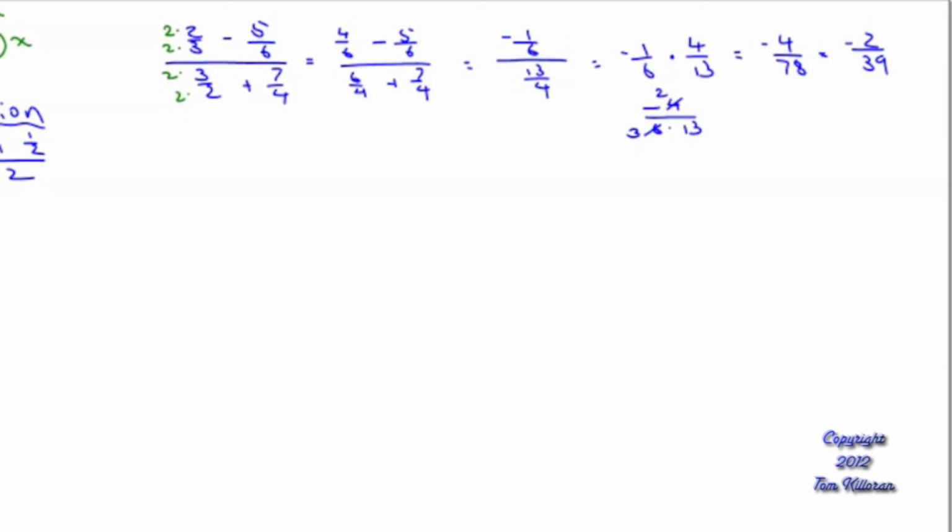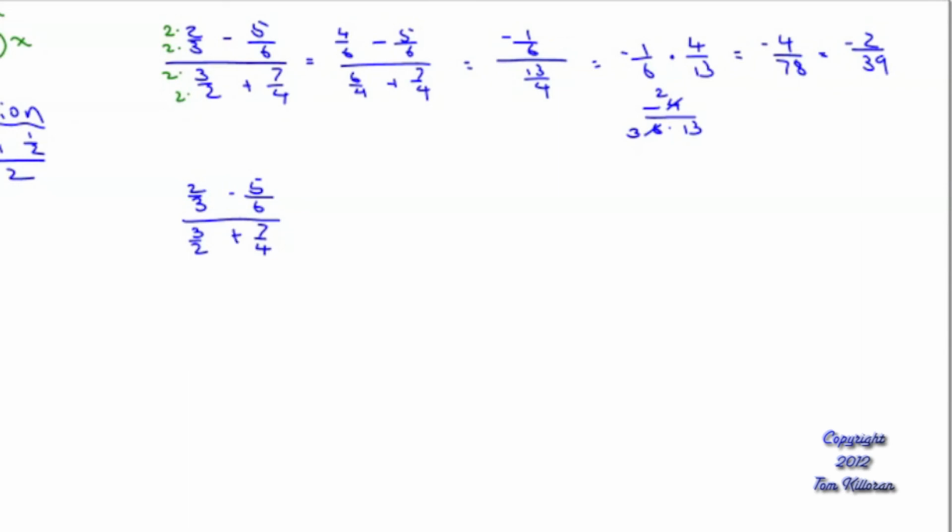Now, I find that extremely tedious. That takes way too much paper, way too much time. So here's my way of doing it. 2/3 minus 5/6 over 3/2 minus 7/4. Oh, I'm sorry, plus 7/4.